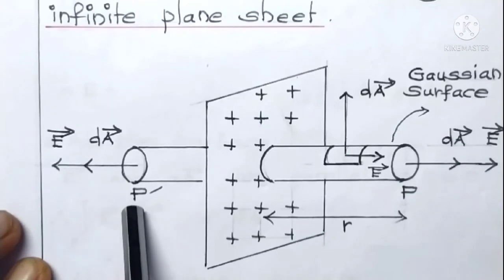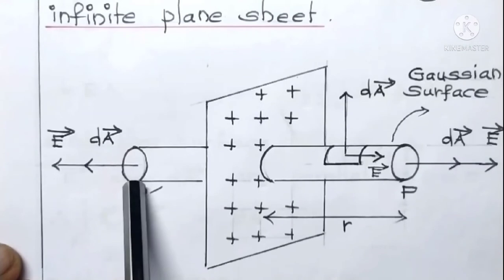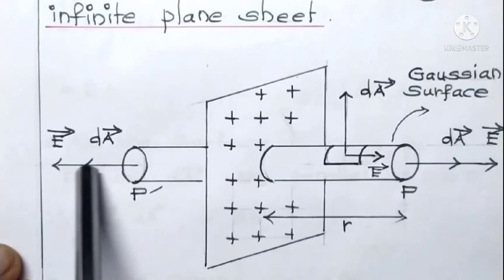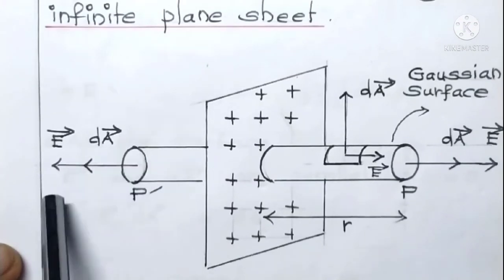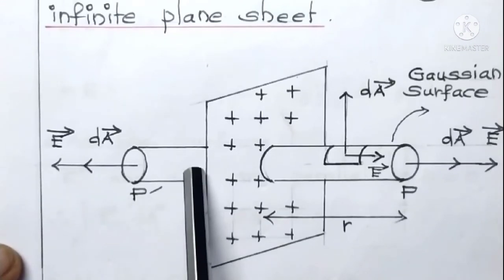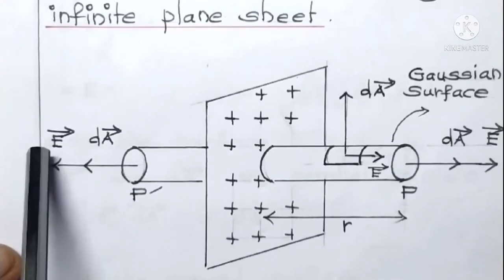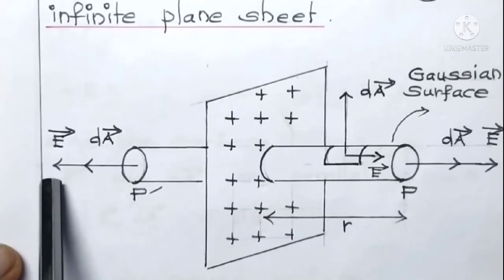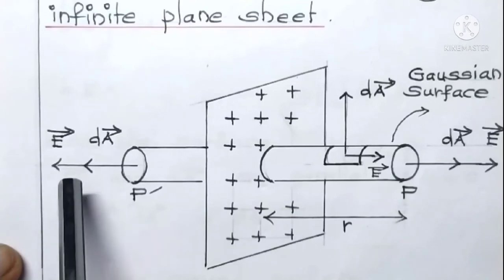Similarly, at this point P dash also, here I have taken a small surface, so let this surface be dA, and the areal vector which is perpendicular to this surface is dA vector. And again in this direction the electric field direction is this. So this is the direction of the electric field, so I have written E vector. Again in this case, both E vector and dA vector are in the same direction, so the angle between them is 0.